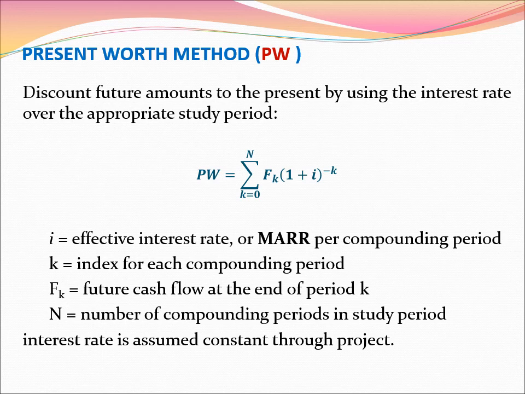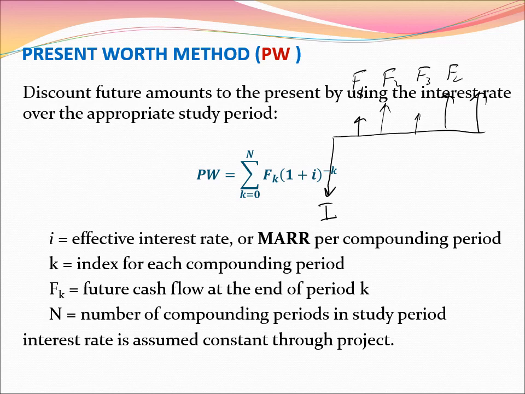How do we do the present worth analysis? Actually, it is very simple. For your cash flow, let's assume that you have this cash flow. This is the initial investment, let me say I, the initial investment. And then in your future times, you have these cash flows: F1, F2, F3, F4, F5 for 5 years. Assume that this project will continue for 5 years, and your MARR is given as 6%.